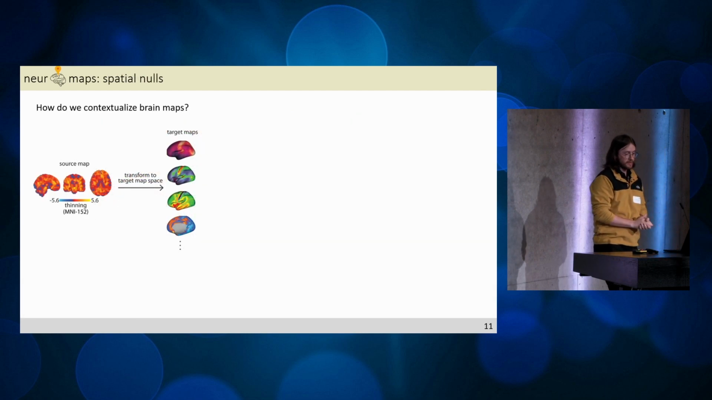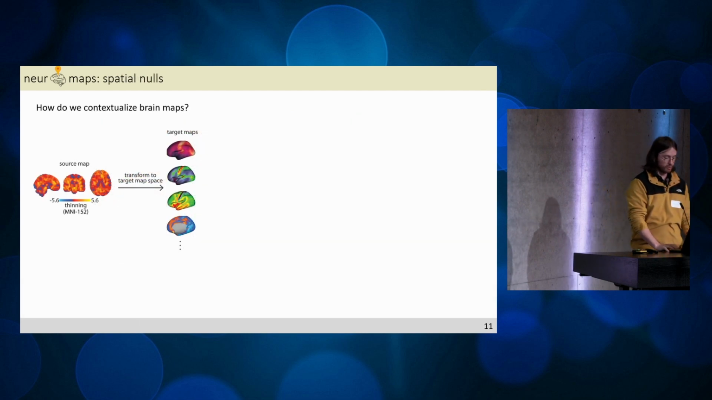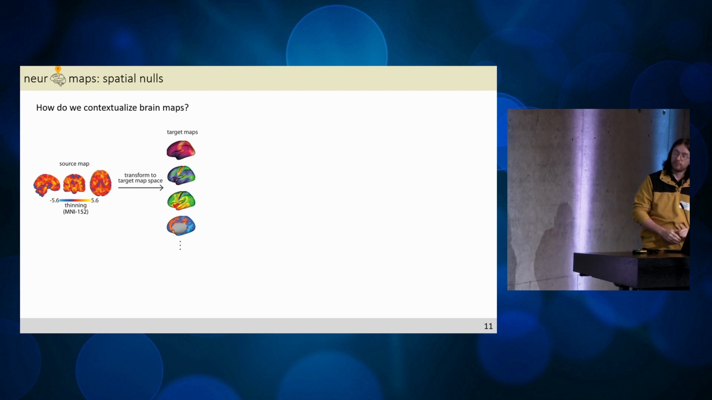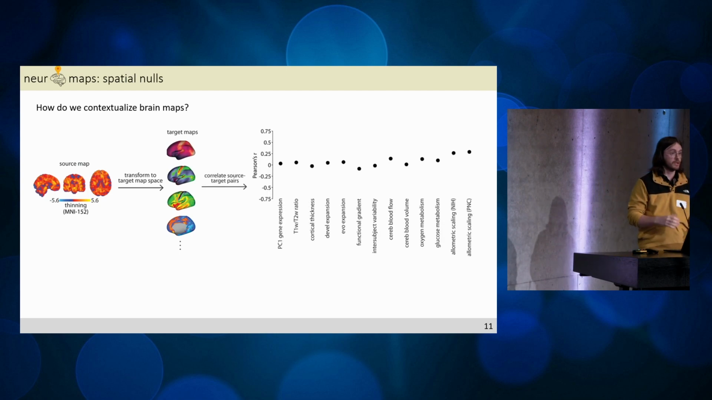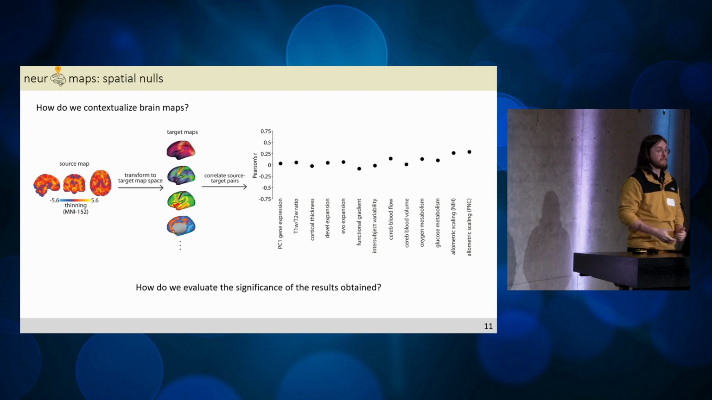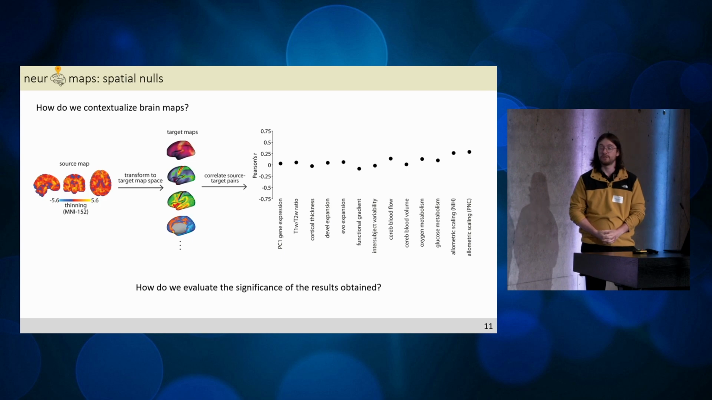And then the important thing about neuromaps is we also provide spatial nulls, because the idea is that after we do the transformation and compare our original source map to all of these different target maps, we'll want to contextualize them, and we do that sometimes by doing correlations between all of them, right? So we get a bunch of Pearson's correlations, and the important question, as always, is how do we evaluate the significance of these correlations, right?